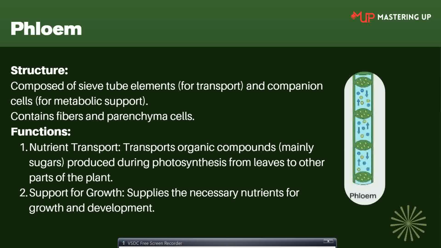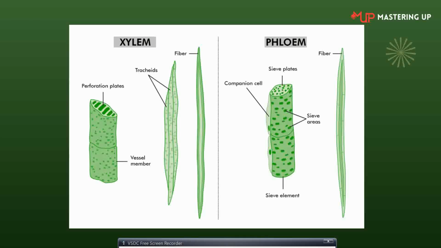And support for the growth, that supplies the necessary nutrients for the growth and development. So this is the structure of xylem and phloem. I already told you xylem have perforations. Both the xylem and phloem have spaces for the transport of these nutrients as well as the water.